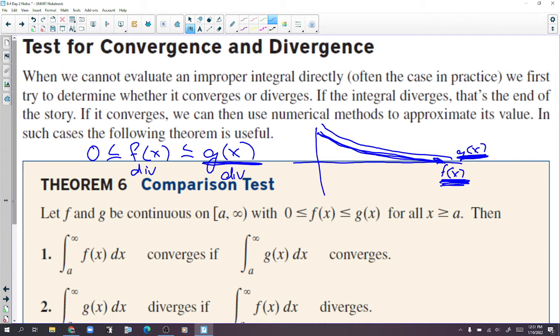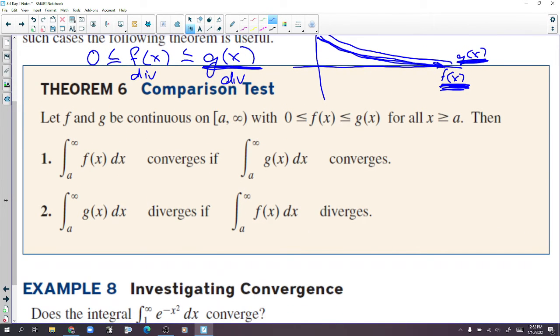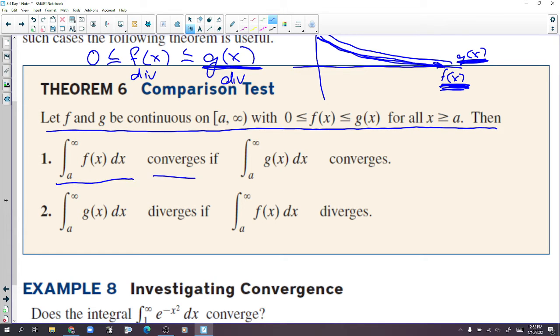And that's what this box says. Let f and g be continuous on a to infinity with f of x less than g of x for all x. Then the integral of f of x converges if the integral of g of x converges. The integral of g of x diverges if the integral of f of x diverges.